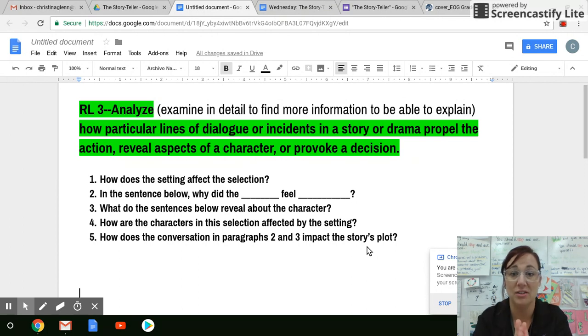This one says, how does it impact the plot? Are they foreshadowing something for the reader? Is it diving deeper into what the conflict is? Is it creating suspense? There's so many things that dialogue can do, but many times, as a hint, it's going to reveal some conflict between characters. So those are the question stems that could come with this particular standard.